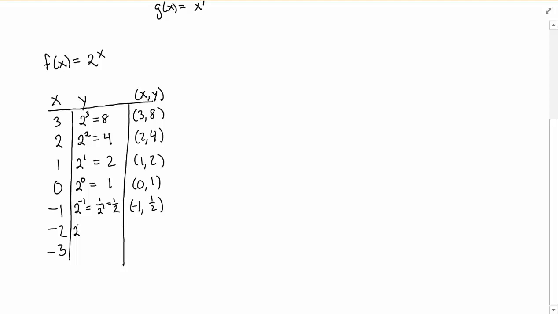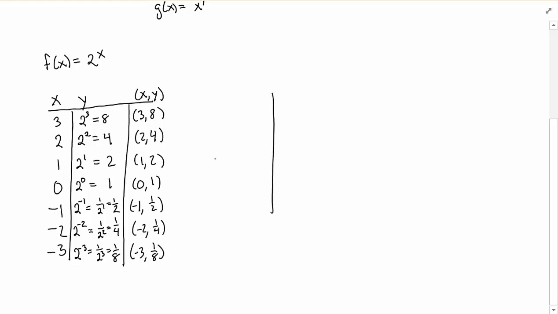For x is equal to -2, y is going to be 2 to the -2, which is 1 over 2 squared, which is a fourth. So I'm going to get -2 comma a fourth. And let's see, -3, it's going to be 1 over 2 cubed, which is an eighth. -3 comma an eighth is on this graph.